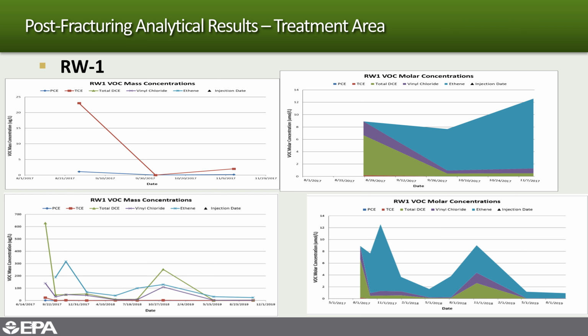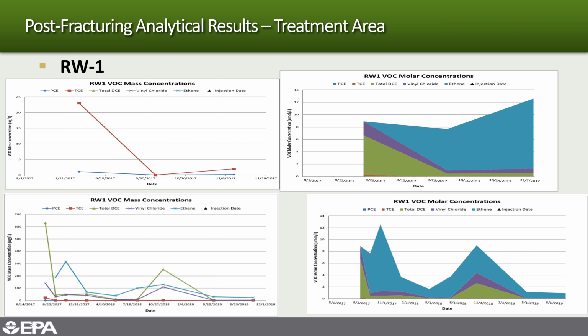And indeed, we see after the fracturing event at RW1 a big drop in DCE, and a nice drop in our TCE, followed by several months later nice upticks in our breakdown products, specifically if we can get that vinyl chloride in purple and the DCE in green to make it all the way to the ethene, which we are looking for down here in the bottom right.